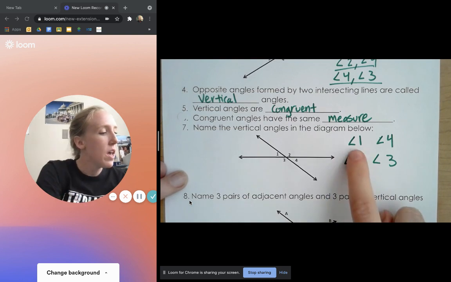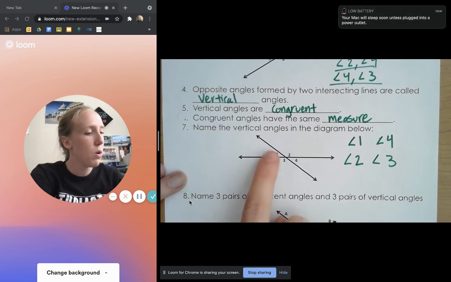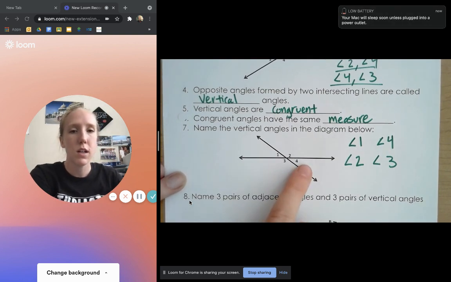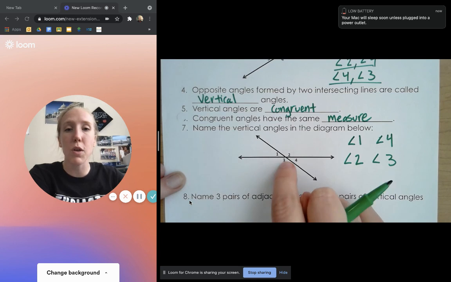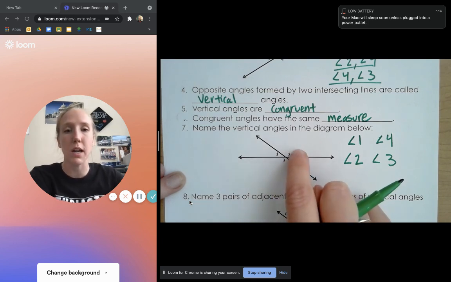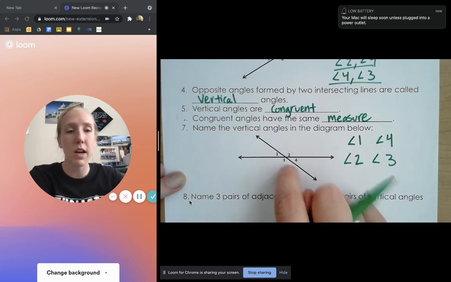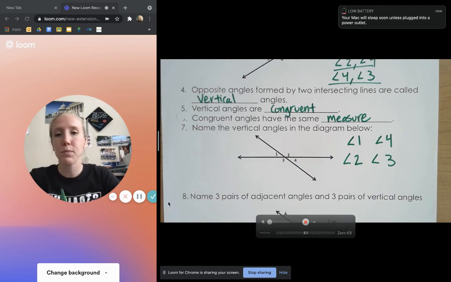And now we know if 1 is vertical with 4, it is congruent. It is equal to 4. If 2 is vertical with 3, it is equal to 3. It's congruent to 3. Okay?